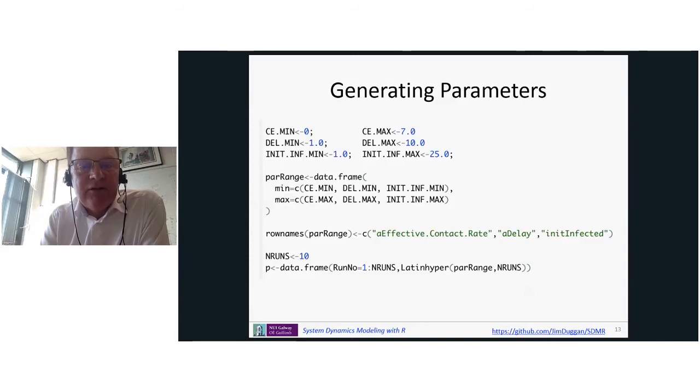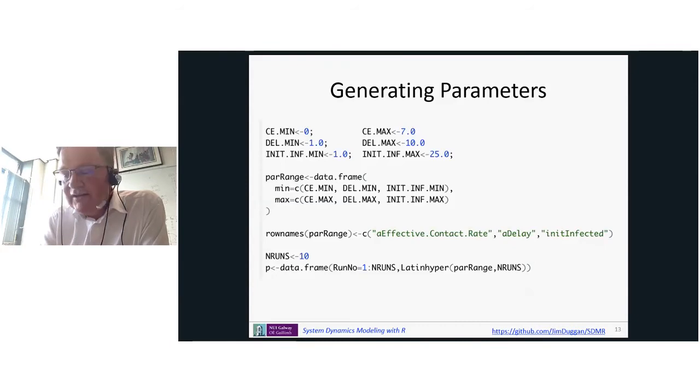So there are 3 parameters. We say n runs is 10, so we run the simulation 10 times. And then we create a new data frame that has, for every single run, the parameter values, and using the Latin hypercube method of sampling, it generates the parameter range for each of these.